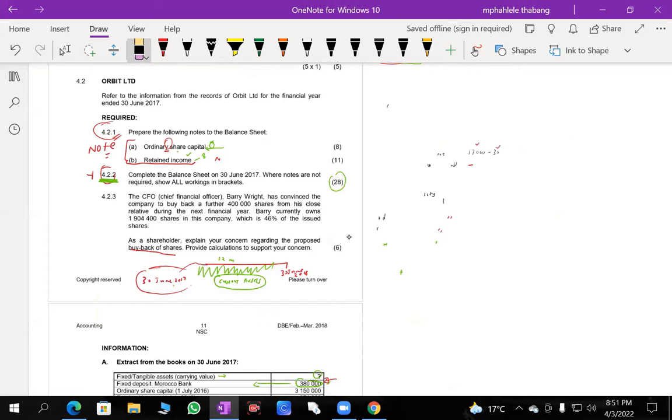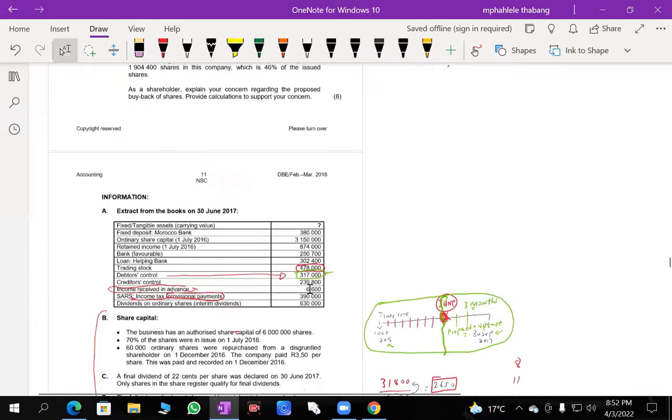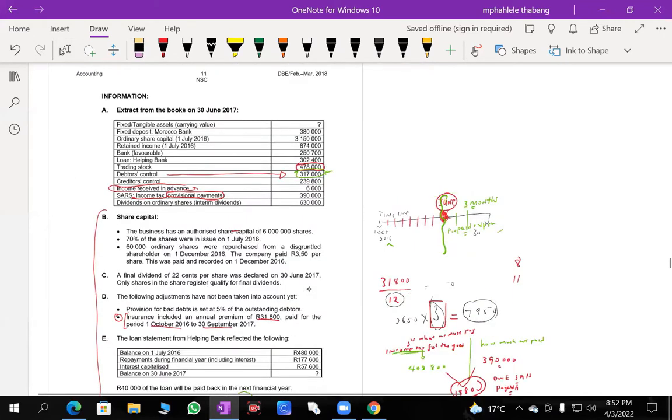I want you to calculate it for me. I mean, I want you to prepare the ordinary share capital note. In this case, it's 8 marks. I'm going to give you this question so that you can do it for me. So can you screenshot this part?